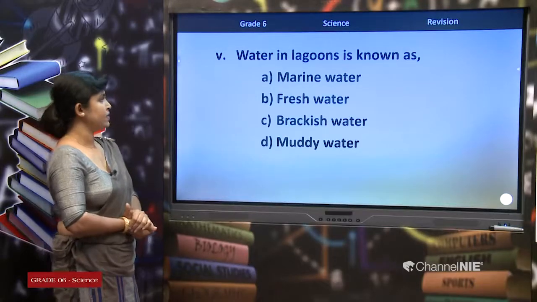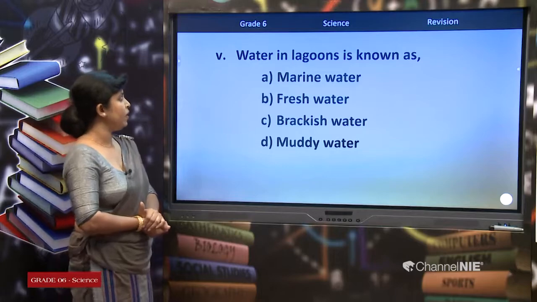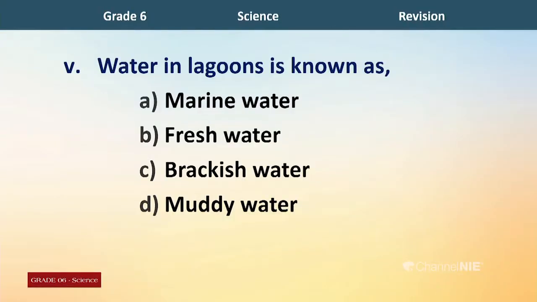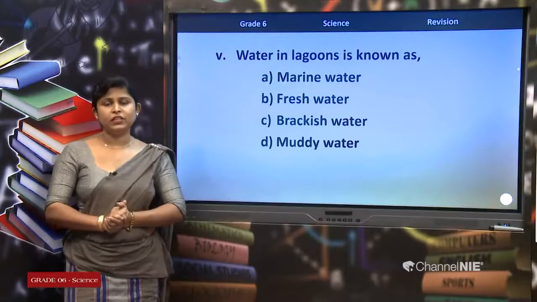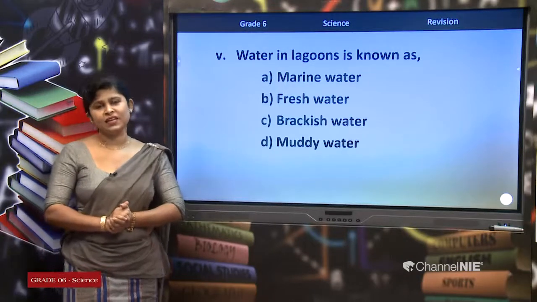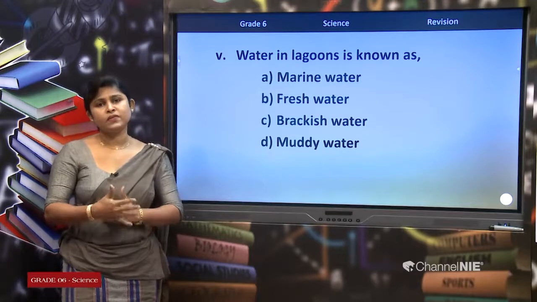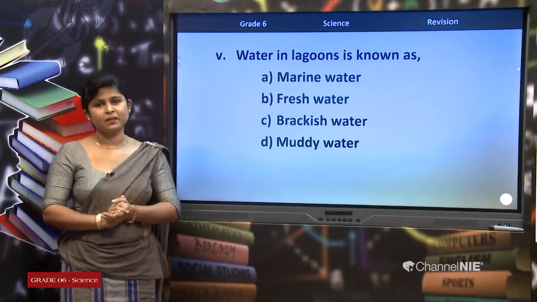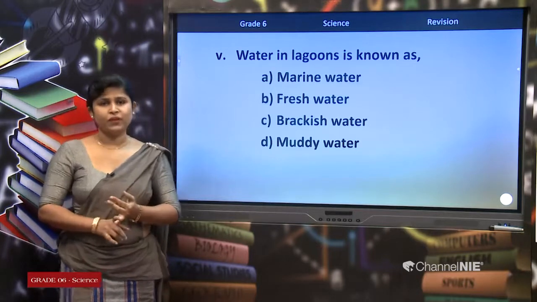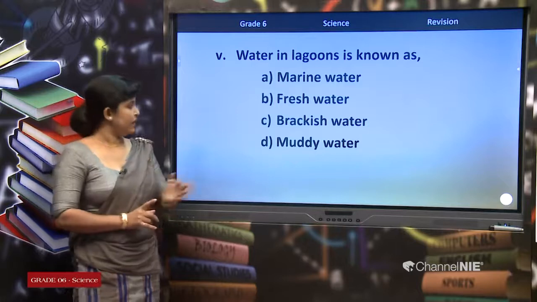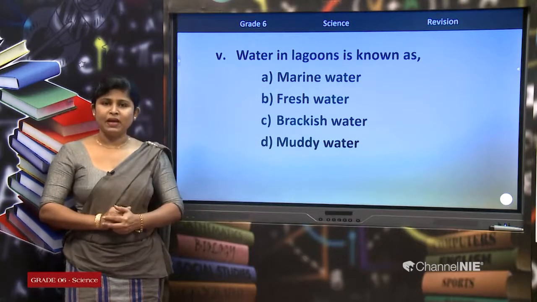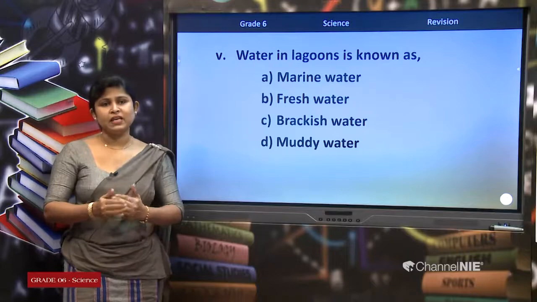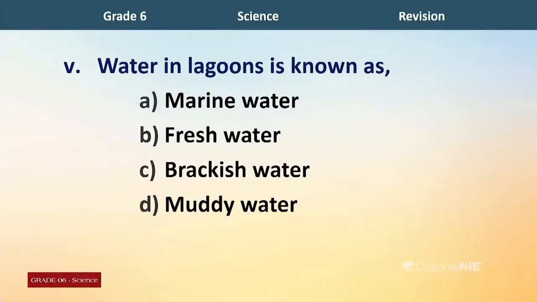Water in lagoons is known as marine water, fresh water, brackish water and muddy water. When I started this question, I told you that the water can be divided into three types according to the salinity. According to the amount of salt dissolved in water, the water can be divided into three types: fresh water, brackish water and marine water. Here I have given you an answer like muddy water, that means the water that is mixed up with a large amount of soil particles.